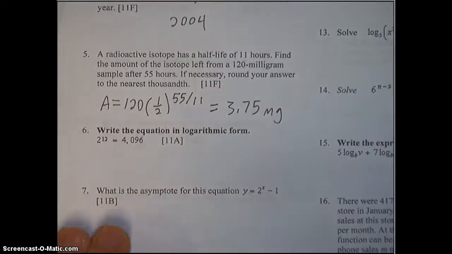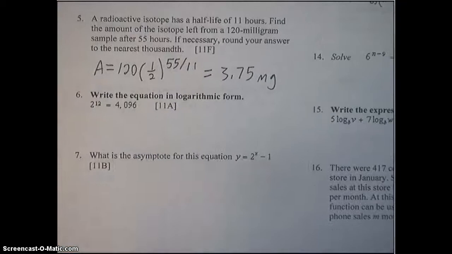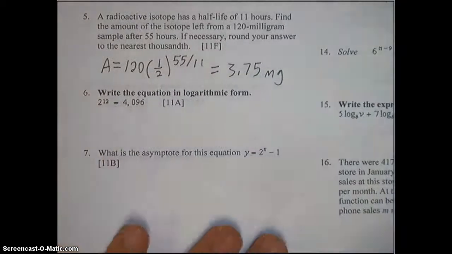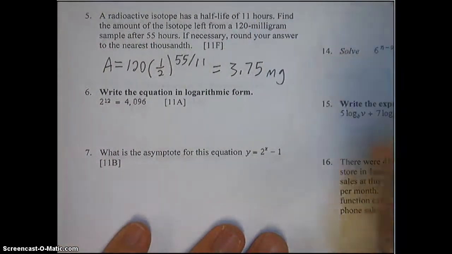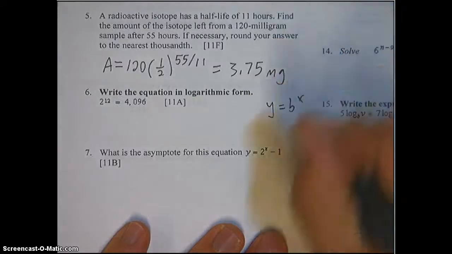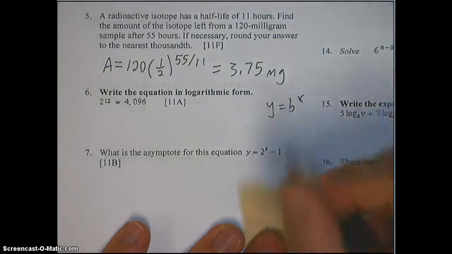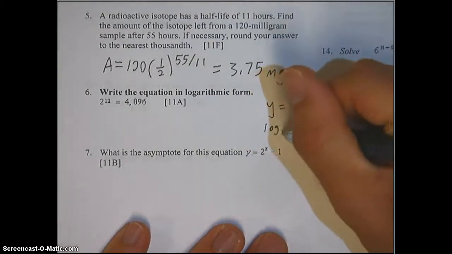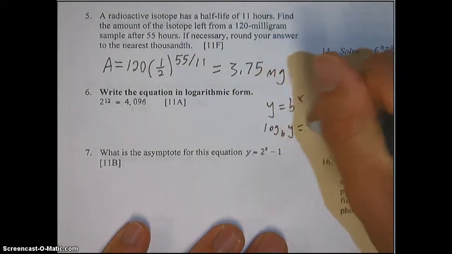All right, let's talk about number 6. Write the equation in logarithmic form. So this is just the formulas to rewrite an exponential into a logarithm. If you've got an exponential, you can rewrite it as a logarithm, log base b, y equals x.